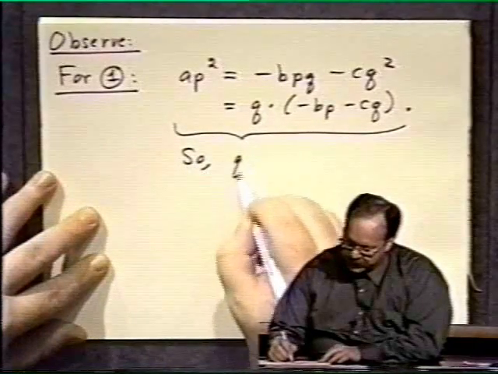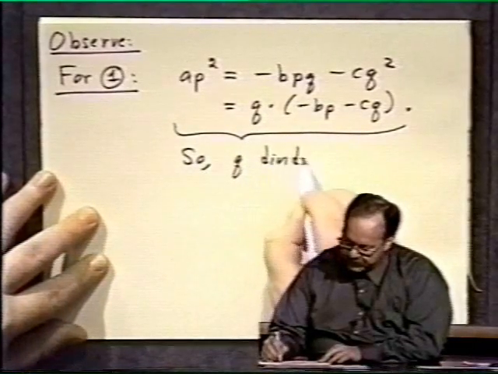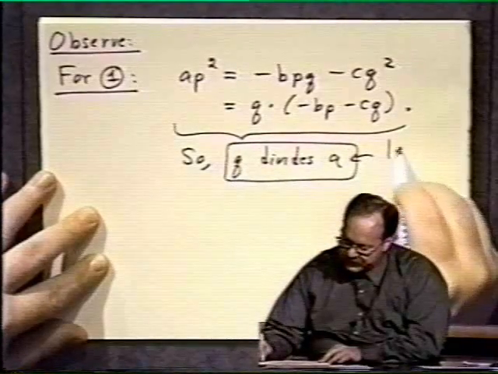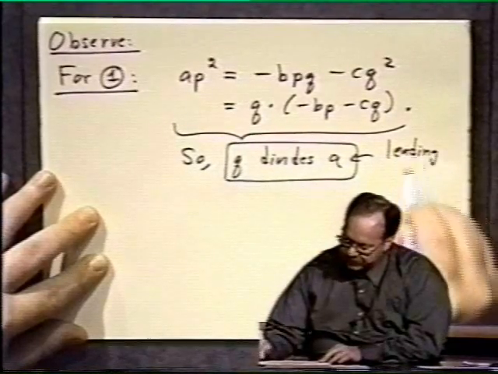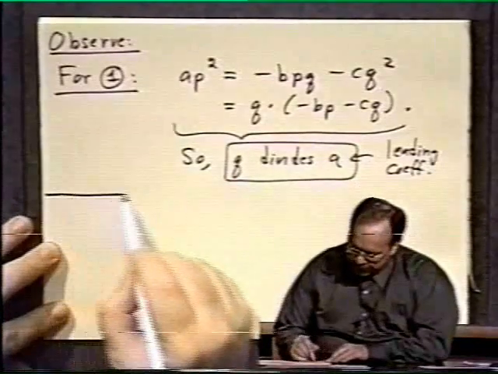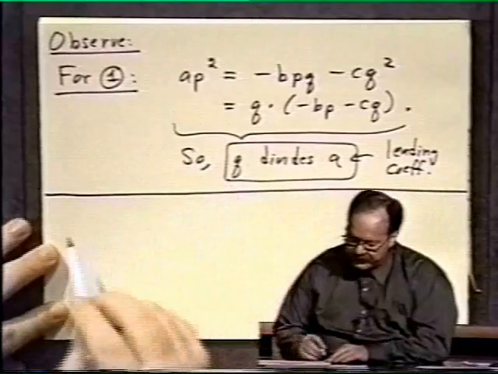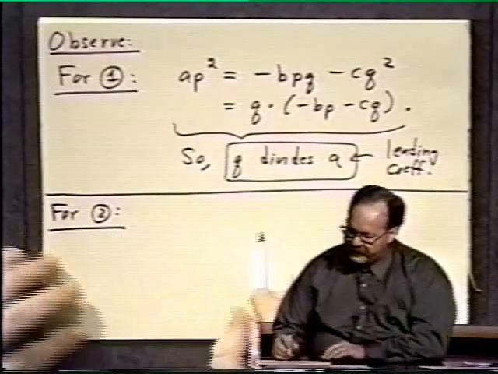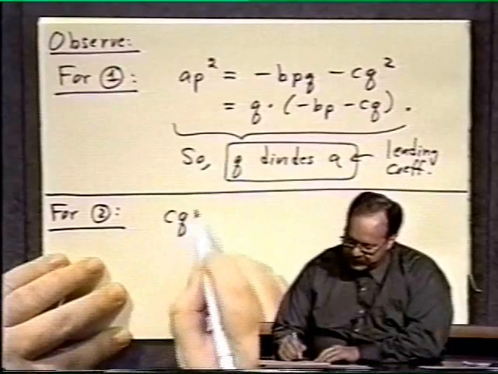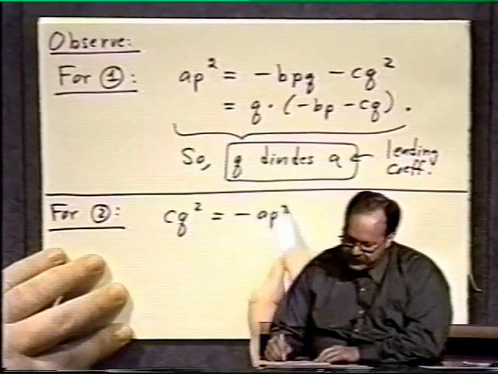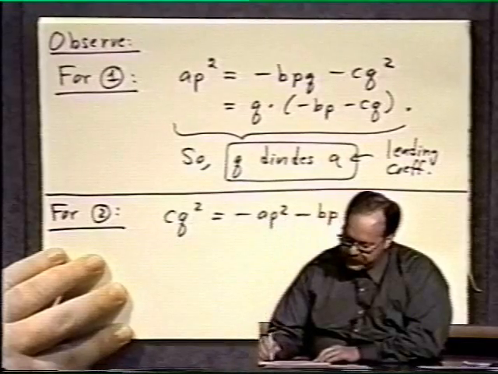So, Q divides A. And remember what A was. A was the leading coefficient of our polynomial of degree 2 here. So we've learned that Q divides A. For 2, that's where we isolated CQ squared. So we got CQ squared is equal to minus AP squared minus BPQ.